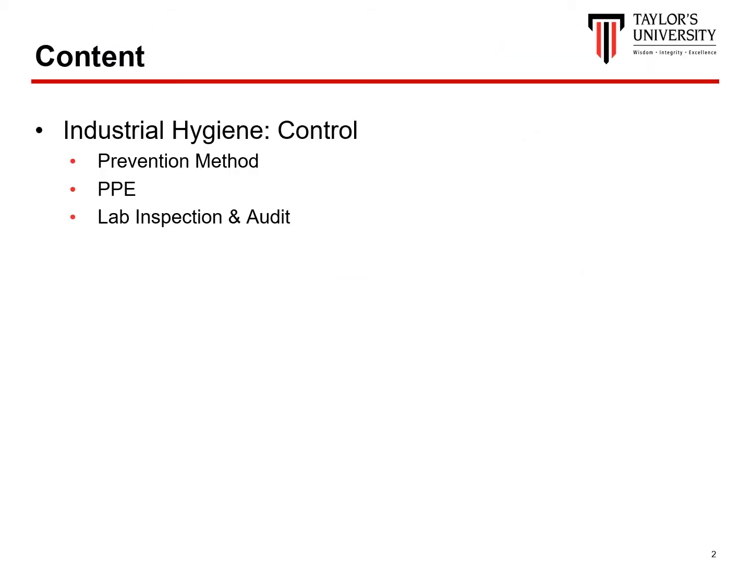After the potential health hazards are identified and evaluated, the appropriate control technique must be developed and installed. This requires the application of appropriate technology for reducing workplace exposure. So in this video, we are going to cover the preventions or control techniques, the PPE to be used, and also we are going to talk very specifically about lab inspections and audit.